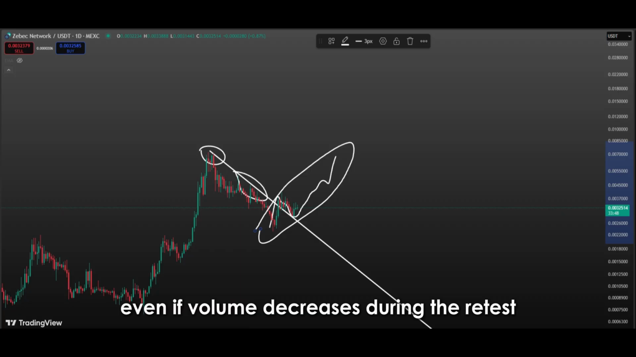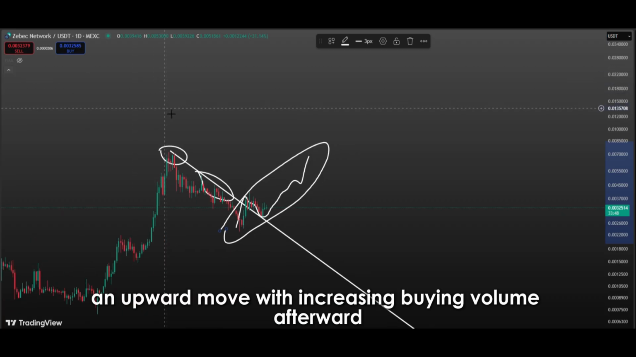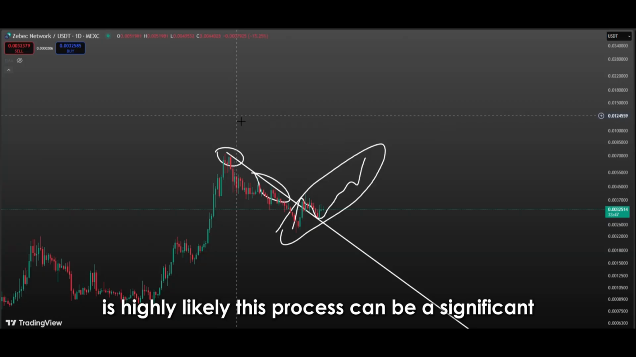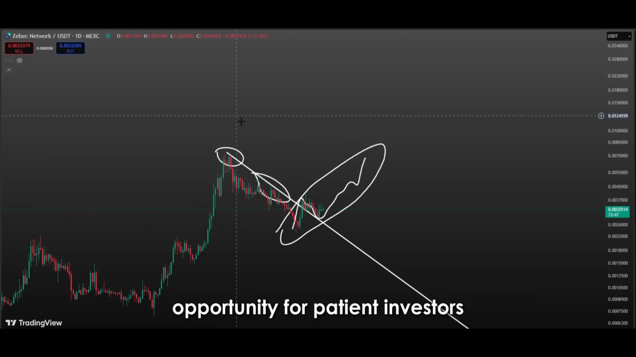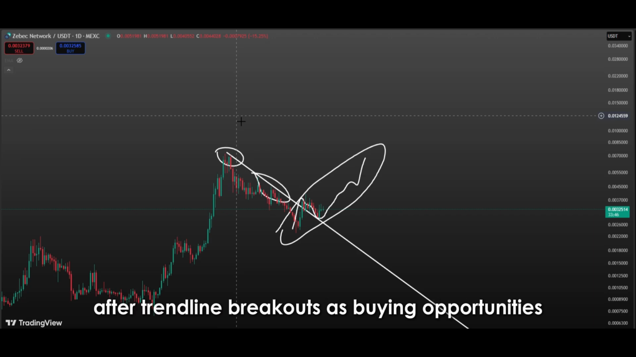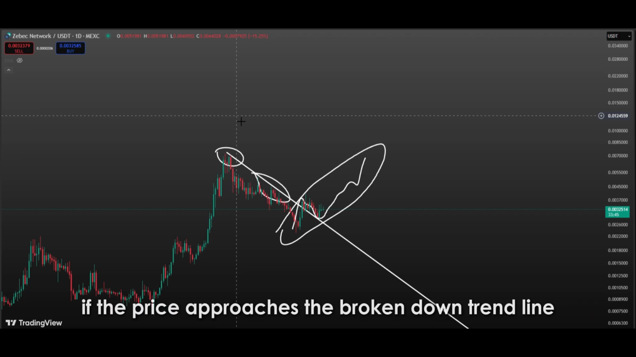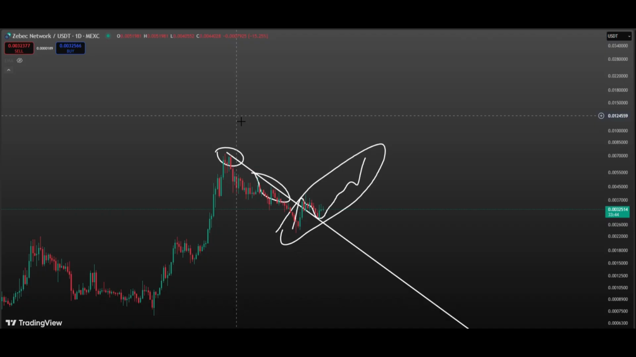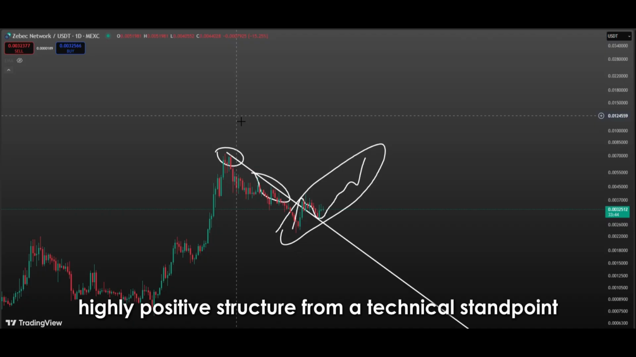Even if volume decreases during the retest, an upward move with increasing buying volume afterward is highly likely. This process can be a significant opportunity for patient investors. Many traders view pullbacks after trendline breakouts as buying opportunities. If the price approaches the broken down trend line and finds strong support there, beginning to rise again, this would be seen as a highly positive structure from a technical standpoint.